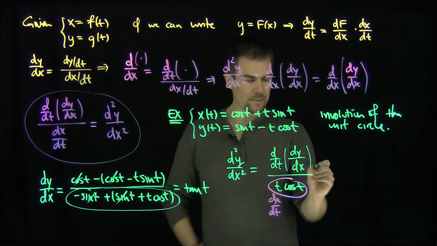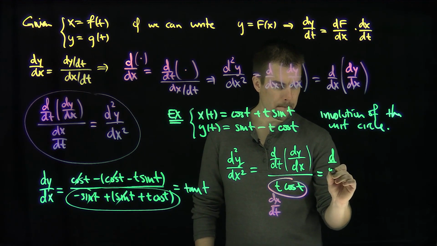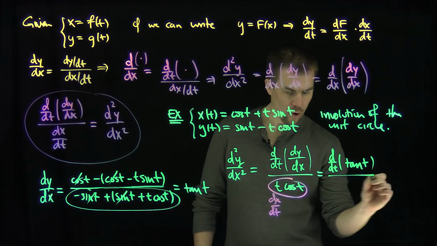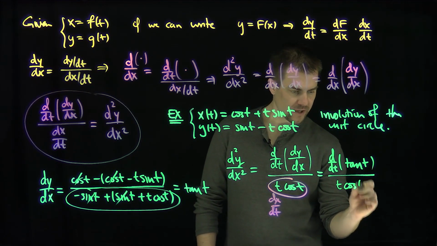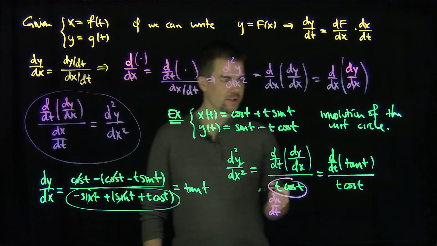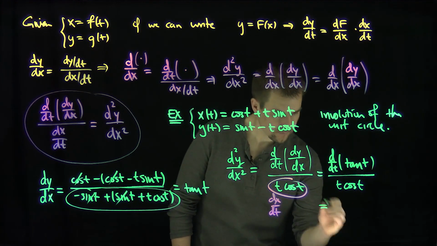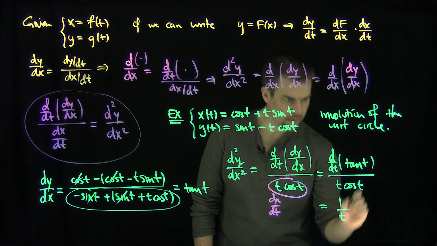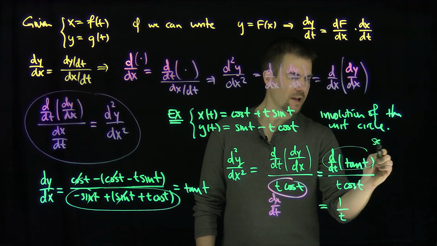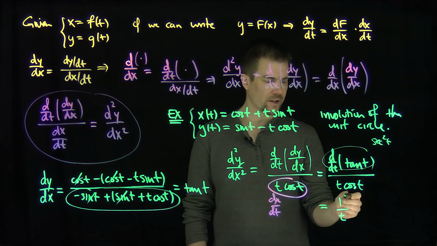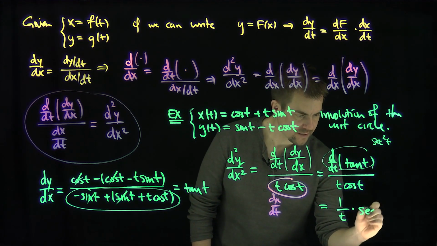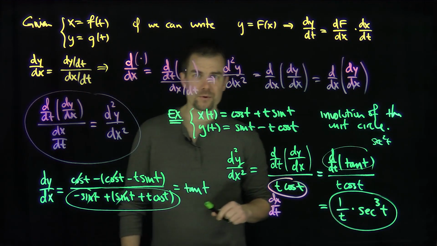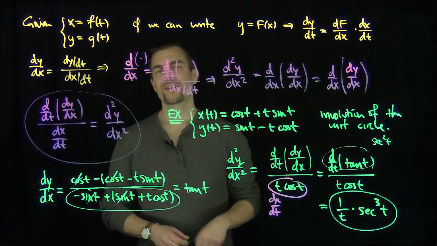Great. Now, of course, the top is just tangent, so this is going to be d by dt of the tangent of t over t cosine t. Now, the derivative of tangent is secant squared. So it looks like I'll have a 1 over t, times secant squared of t. Of course, 1 over cosine is also secant, so it's going to be 1 over t secant cubed of t. So that is the second derivative of y with respect to x for the involute of a circle. Thank you very much.